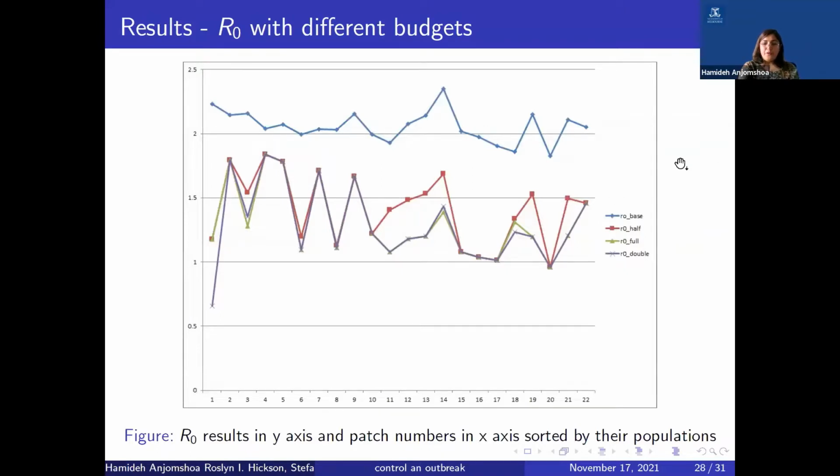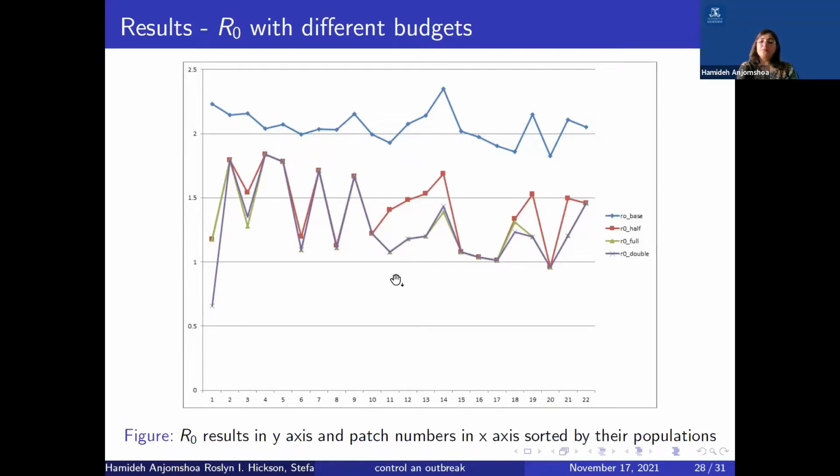So here we wanted to see how R0 looks at the end for each patch, each population, when we considered different budgets. This is the way to read it. This is the number of patches that we had, 1 to 22, and the higher numbers have more population. 22 is the most populated patch of the rest.